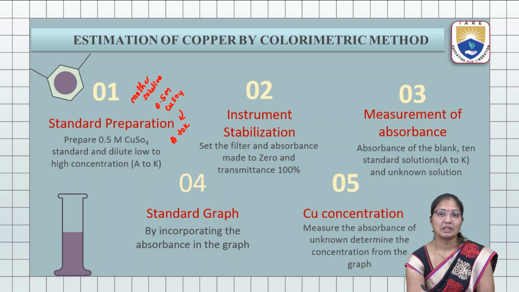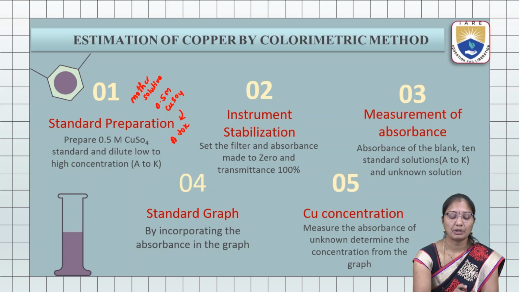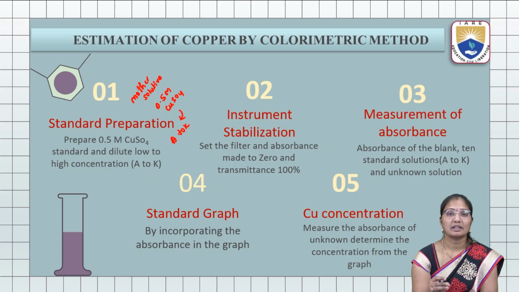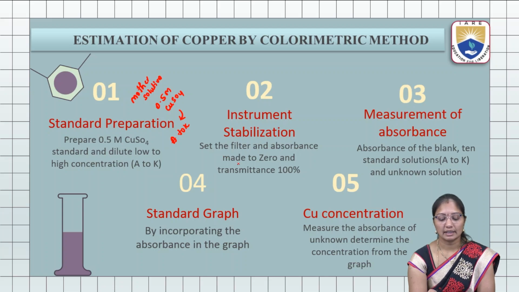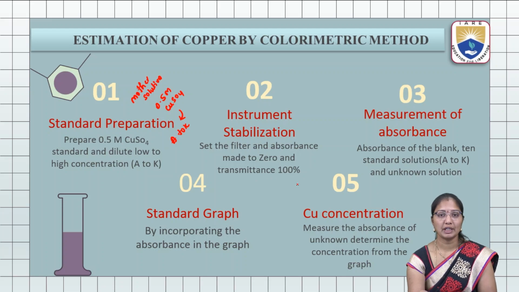So, the next thing is instrument stabilization. In chemistry experiments, before doing any experiment, any instrument has to be stabilized for a particular time. Suppose we are going to do colorimetry, we have to stabilize with the blank and stabilize the filters before use and before analysis in the laboratory. For the instrument, the filter and the absorbance has to be 0 and the transmittance should be 100. So, we have to set the instrument to absorbance 0 by inserting the blank water, and the transmittance should be 100.